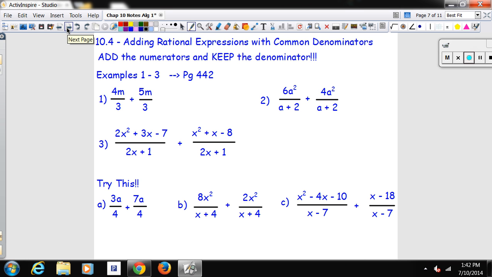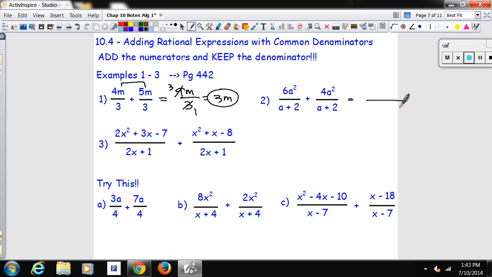Now, adding them, that was division. So now addition with the same denominator is very simple because you're just going to add the top numbers. So you're going to add 4m and 5m together. Those are like terms. You get 9m. Keep your denominator as a 3. Here you can reduce. So your answer is just 3m.